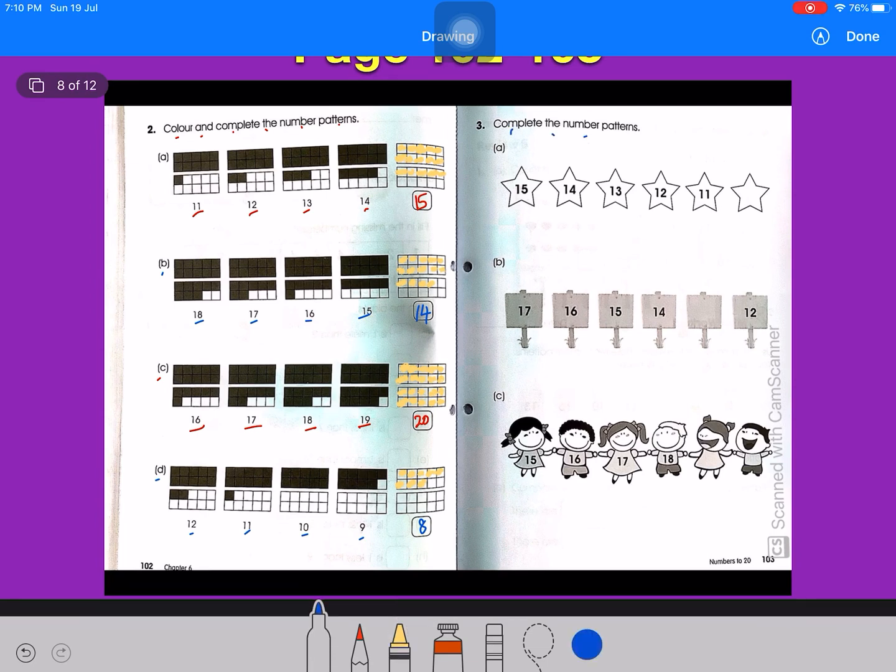Complete the number patterns. 15, 14, 13, 12, 11, then 10. So for B, 17, 16, 15, 14, 13, then 12. 15, 16, 17, 18, 19, and then 20. Okay.